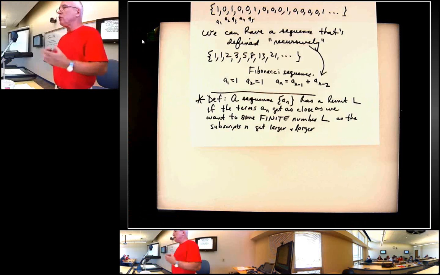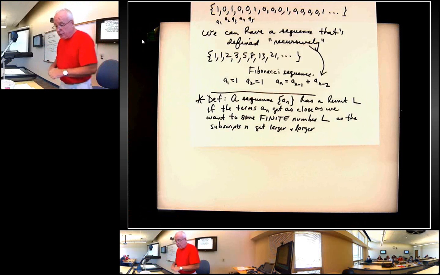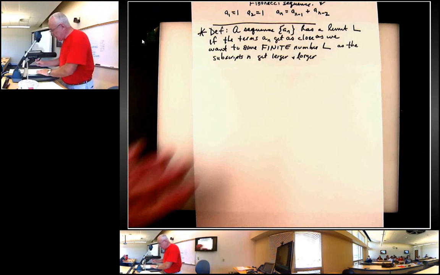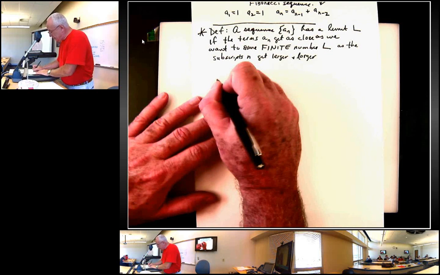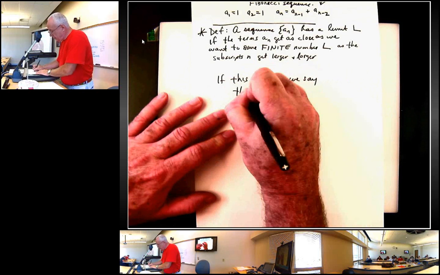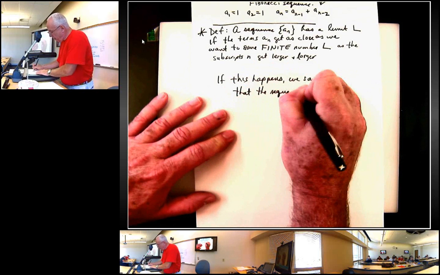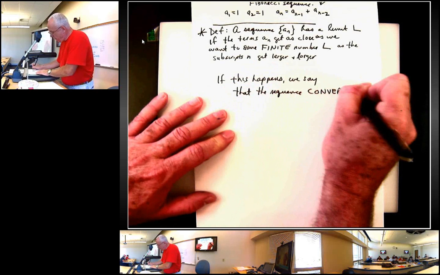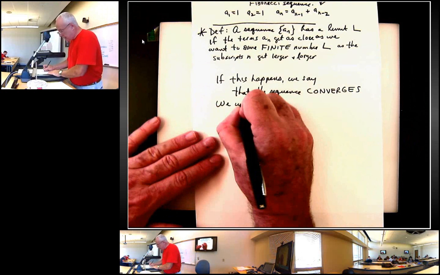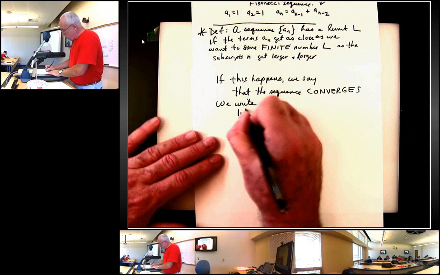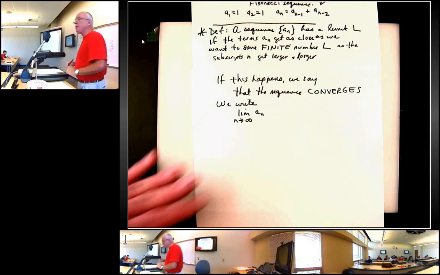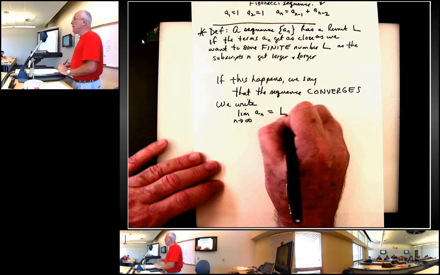So the numbers get closer and closer to one finite number. And let's write this a little bit more, shall we say, mathematically here. This is what we do. For one, if it has a limit, a finite limit, we say that the sequence converges. So if it has a finite limit, it converges, and we write it a little bit more mathematically like this. We write lim, and then below it, n arrow infinity, as n approaches infinity, and then we put whatever our sequence is, I'll just put a sub n, and then we put equals L, whatever that finite number is.